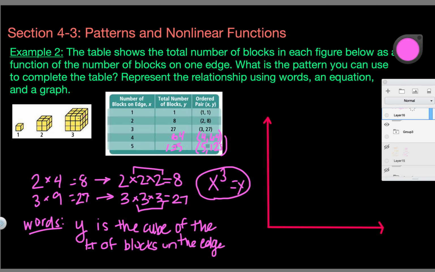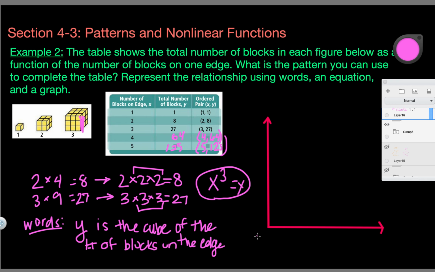Okay, so as you can see right here, the number of blocks on the edge is 3. So what you're doing is 3 times 3 times 3, and you're getting basically the volume of that big figure. So now we're just going to graph it quickly, and we're going to see if this is linear.